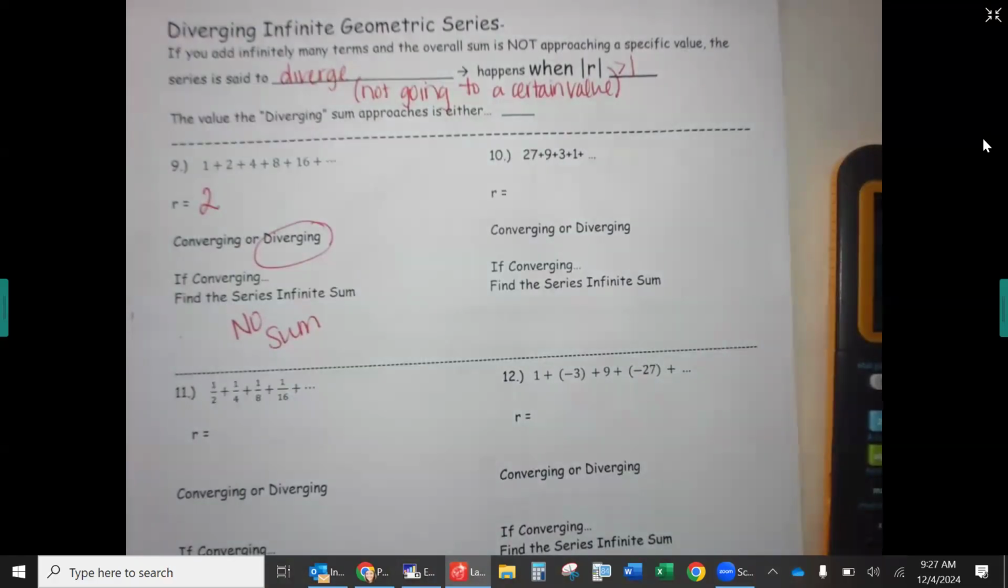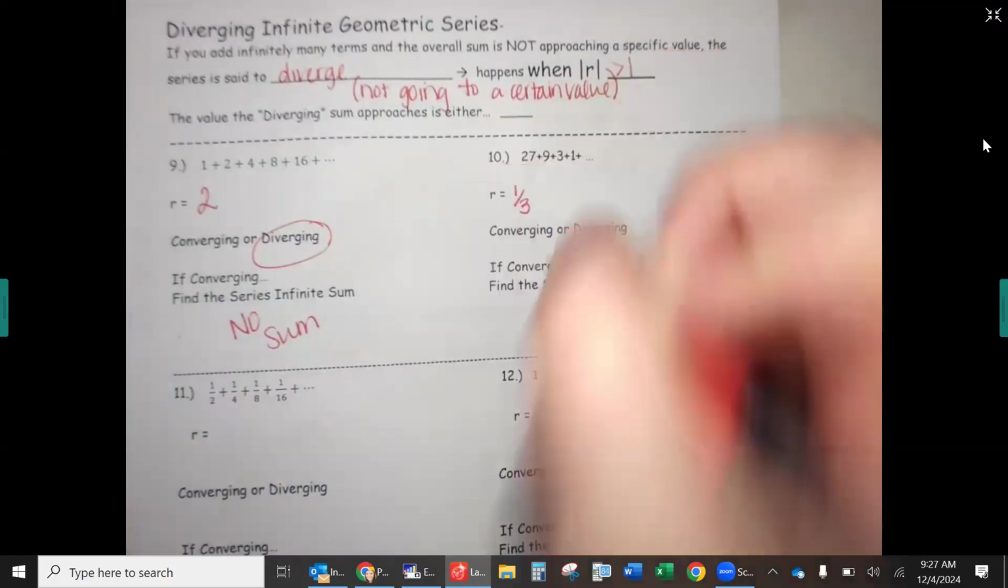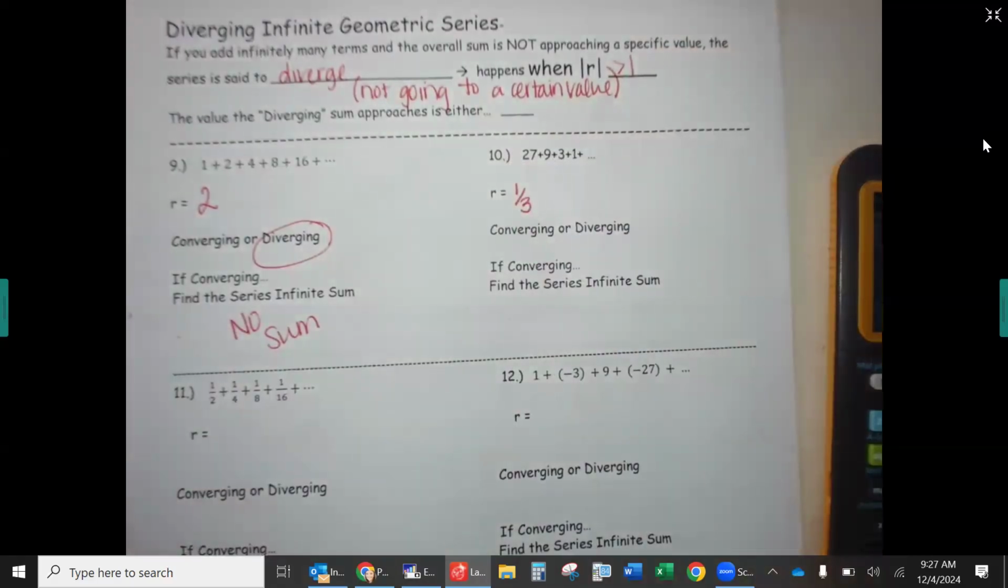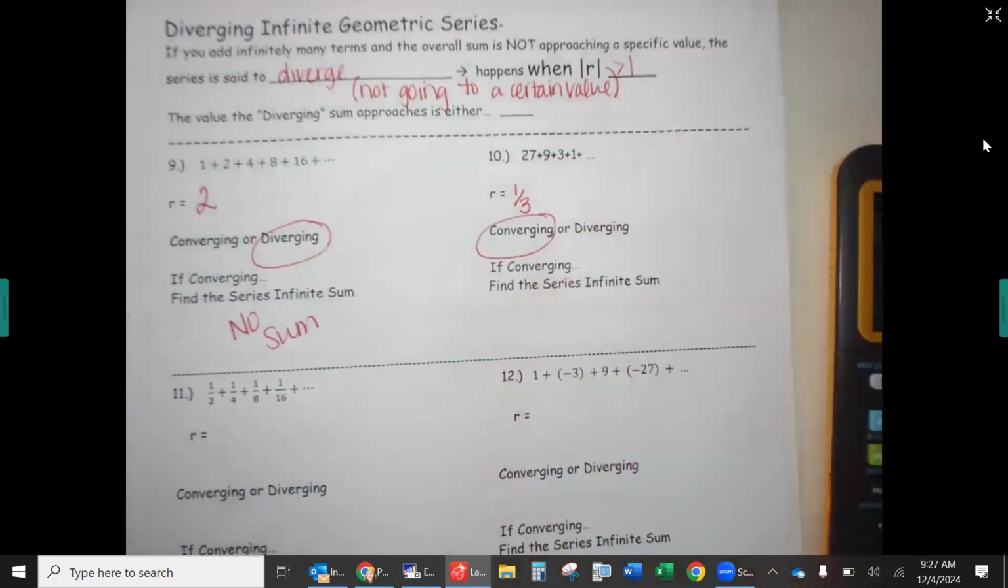Okay, take a look at number 10. Try to find the pattern for me. Goes from 27 to 9 to 3 to 1. What's the pattern on that one? Dividing by 3, which means my ratio is 1/3. Is that bigger than 1 or less than 1? Less than 1 means it's converging.